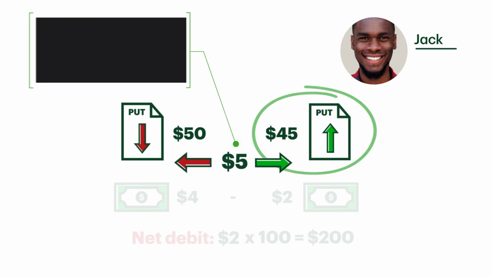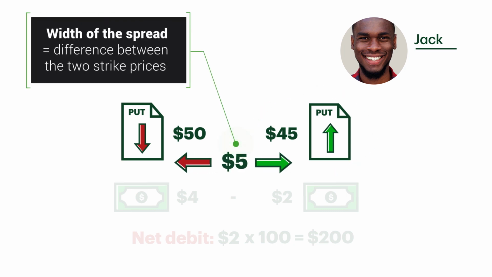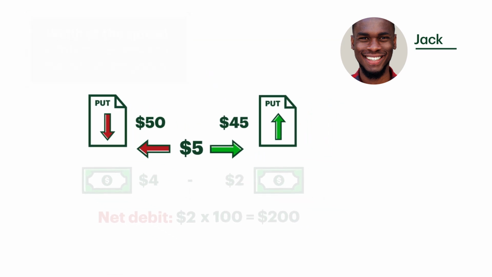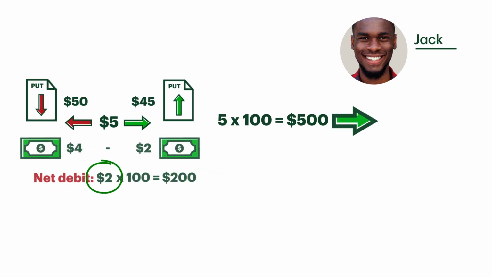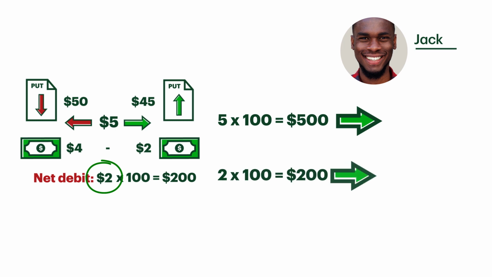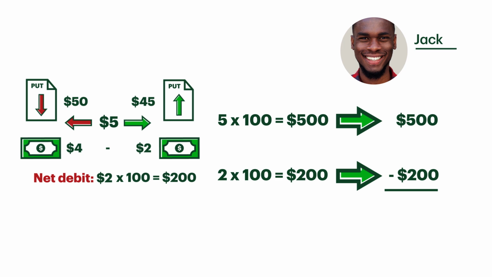The difference between the 2 strike prices is known as the width of the spread. Knowing it is an important step in figuring out the maximum profit of a spread trade. Here, the width of the spread is $5, and Jack paid a net debit of $2 for the spread. This means that his maximum profit potential is $500 minus $200, for a total of $300.